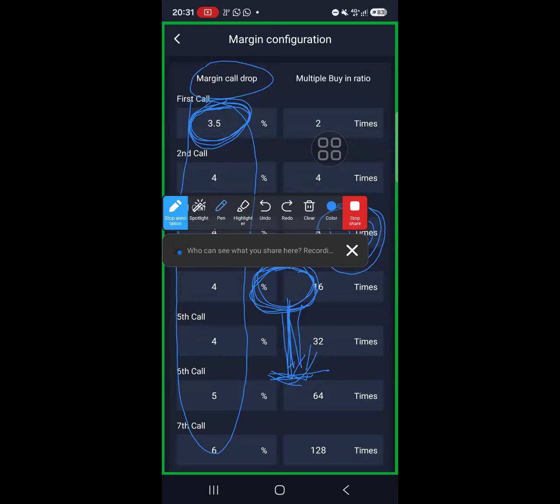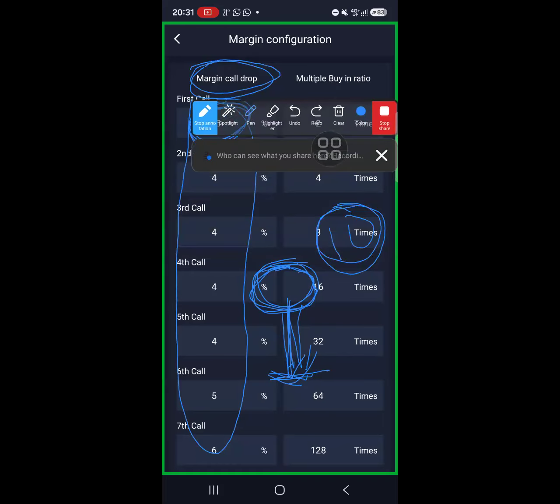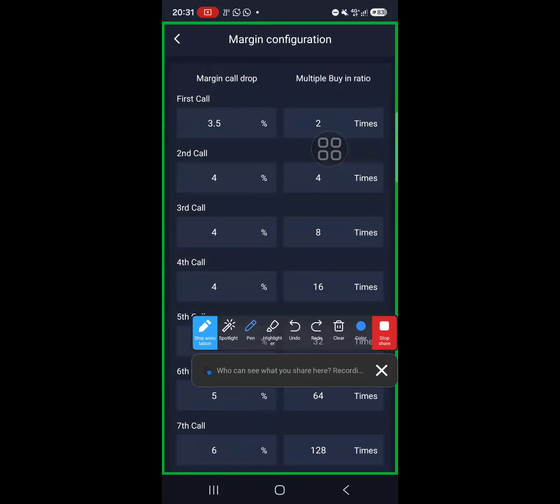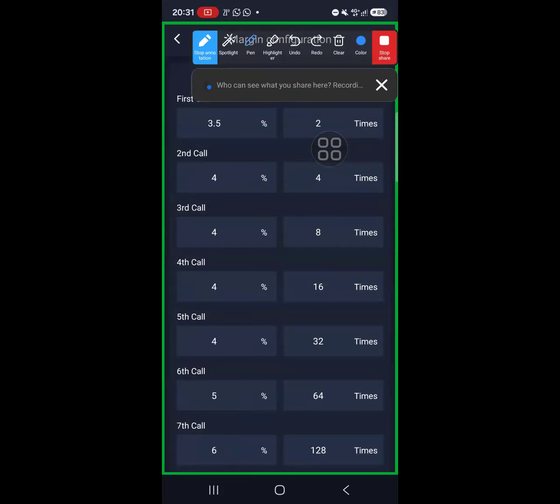Remember, we do have other features which we call buy-in callback. Okay, I'm going to explain that. But I want you to understand what is this margin call drop. So this is under the radical risk type. Okay? According to the radical risk type, these are the settings that come with radical.